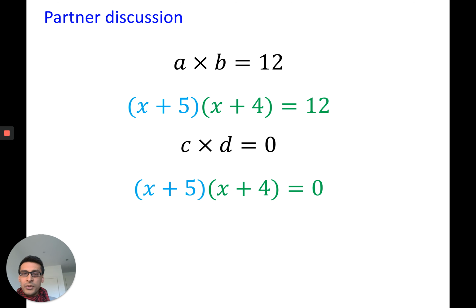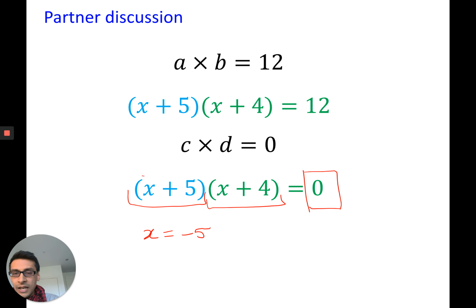So what happens when I give you the same question as before, except I've changed the answer? So now when I multiply these 2 things, I get 0. So we know that, well, if the blue bracket was 0, then x would have to be -5, because -5 plus 5 will make 0. Or we can say x is equal to -4, because -4 plus 4 is 0.